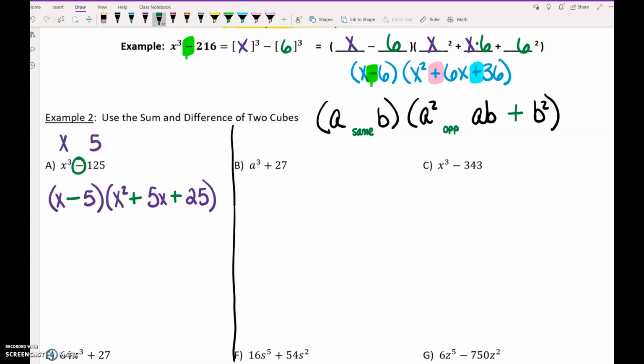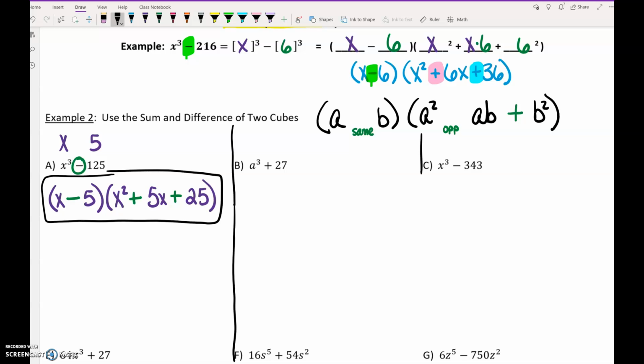Now, if any of you are thinking, all right, you said something about factor completely. Do we have to factor x squared plus 5x plus 25? You could try. It won't factor. If you look at all the ways to multiply to get 25, none of them will add up to 5. So you're good. You're done. That is the fully factored form. So when you factor x cubed minus 125, you get x minus 5 times x squared plus 5x plus 25.